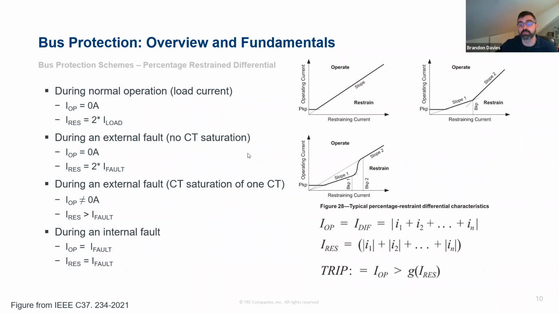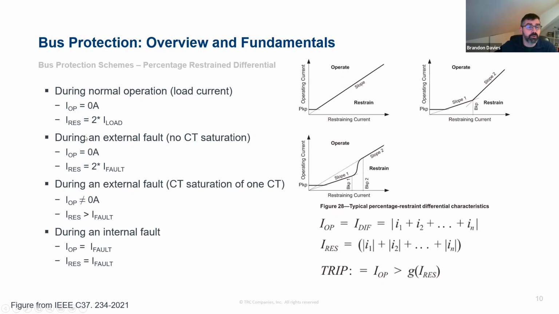One thing to note with this is that it's one method of calculating a restraint current. Different relays use different things. I've seen some that have a factor of 1/2 in front of them, so that your restraint current during load would be your load current. I've seen others that do other types of calculations too, so understanding how your restraint current is calculated is important. But I left this one in here. This is what Schweitzer uses for their 487B relay, which is their percent restrained differential bus relay.